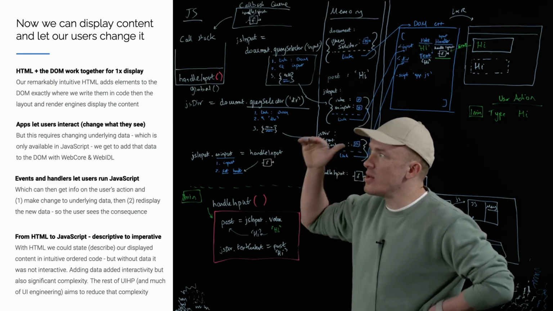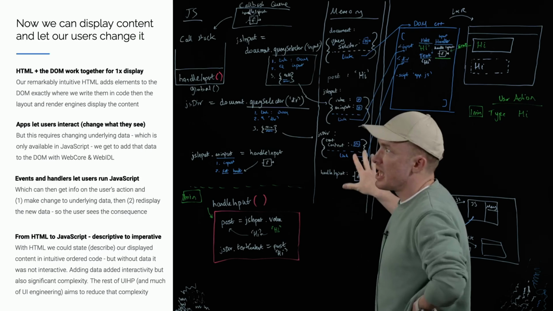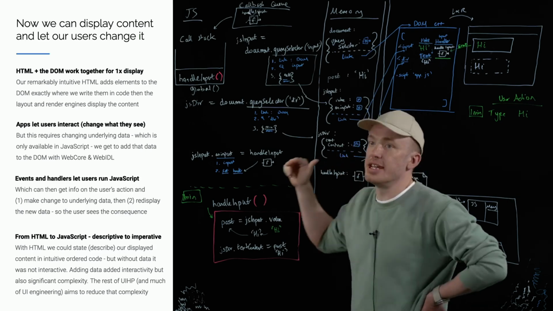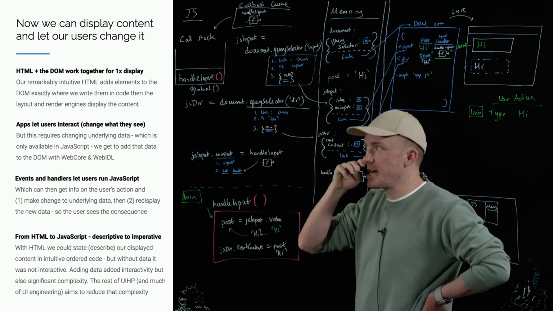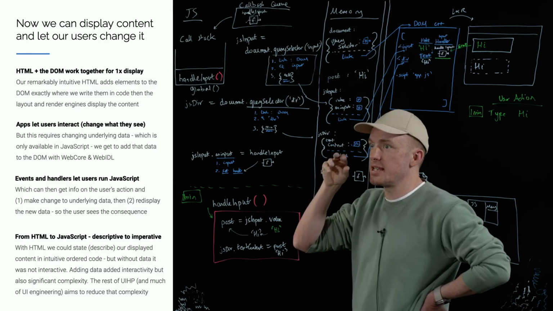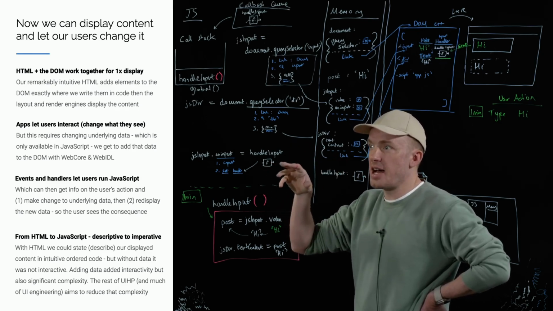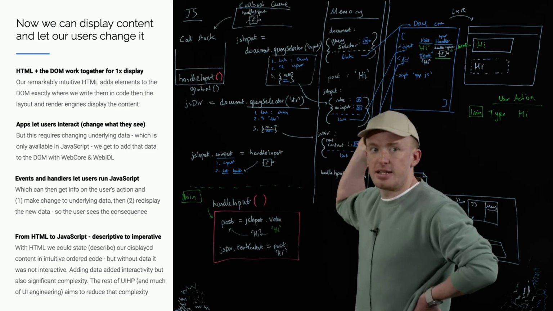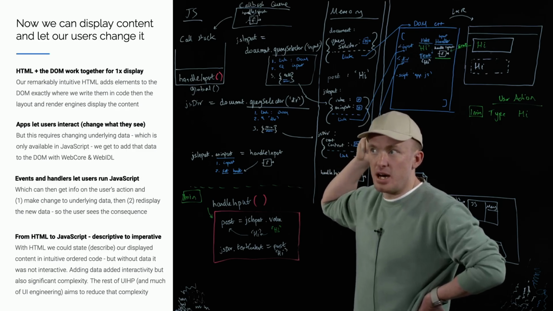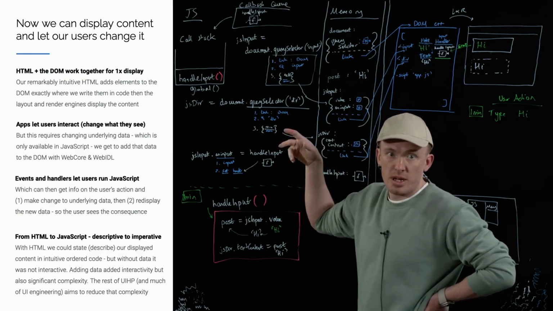So now we can display content, well, that's things like the post here. That's data. And let our users change it. I like that phrase. I know I'm dwelling too much on this, but I think that is the essence: change the content. Well, that implies both changing some underlying data and changing what the user sees. They are the same thing, and if they're not, we've got a problem.